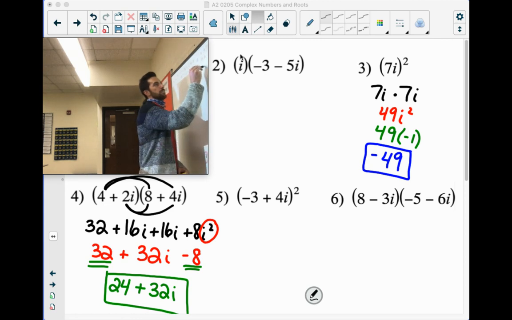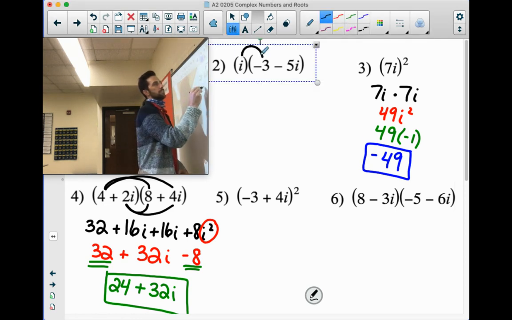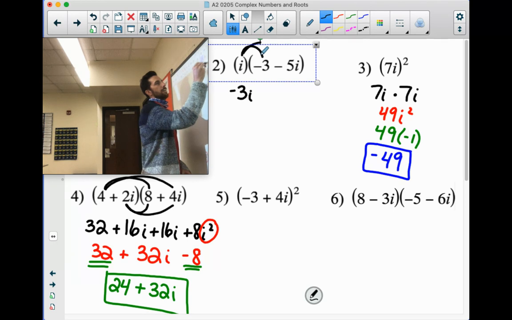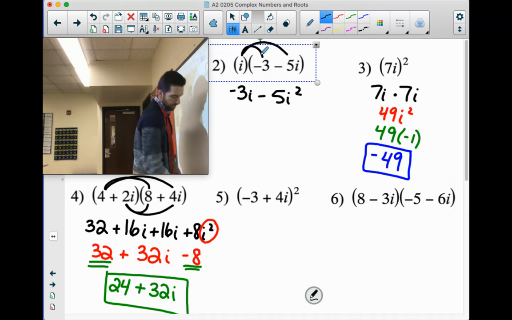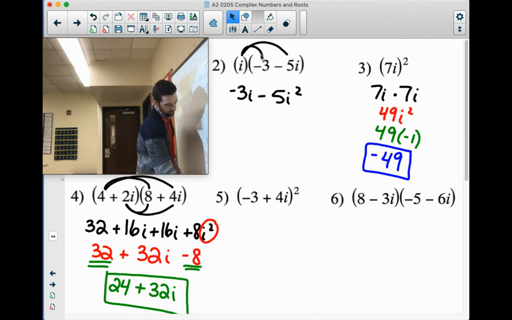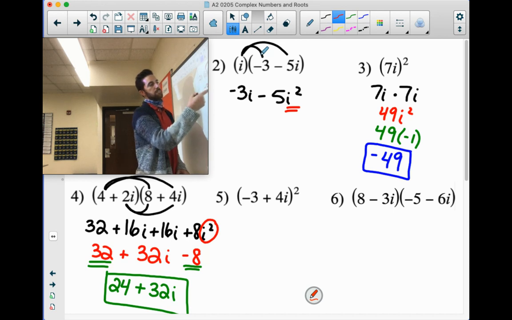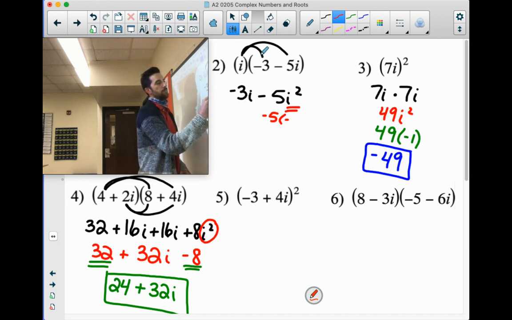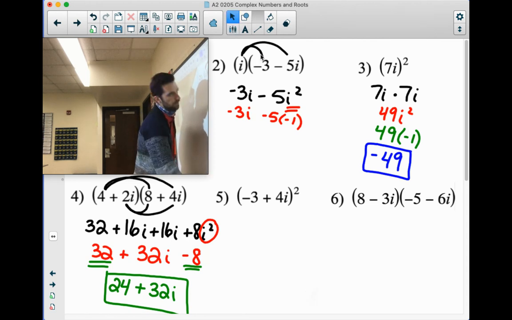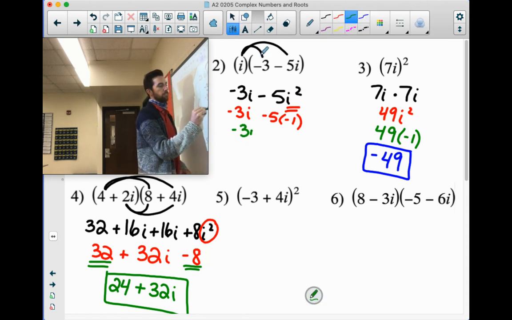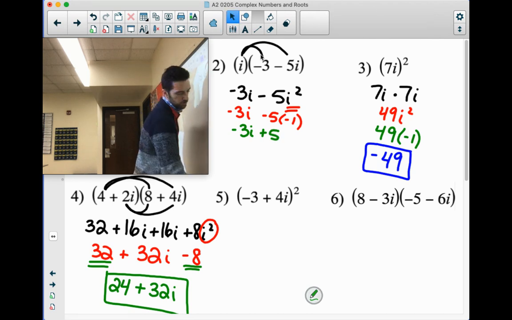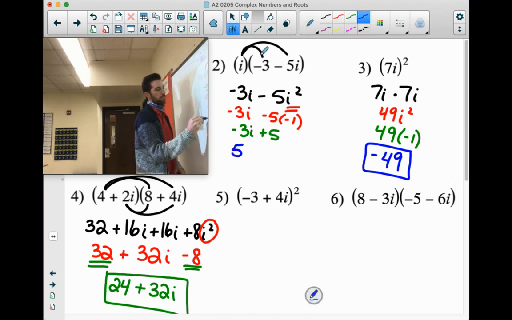So i times -3 is -3i, and i times -5i would be -5i squared. -5i squared is -1 times -5. Let me write that step out. -5 times -1 is +5. And then we'll just reverse the order. 5 minus 3i.